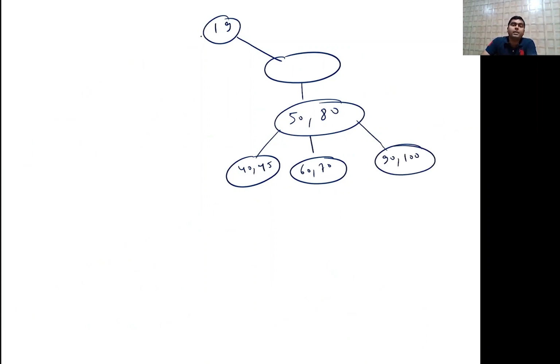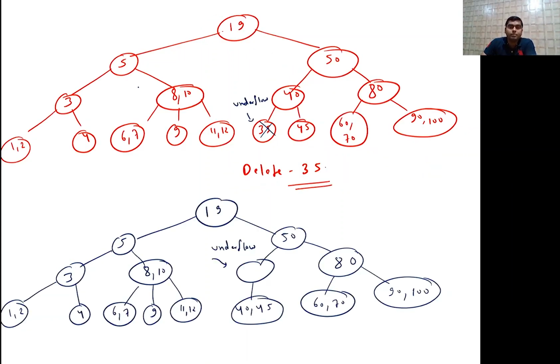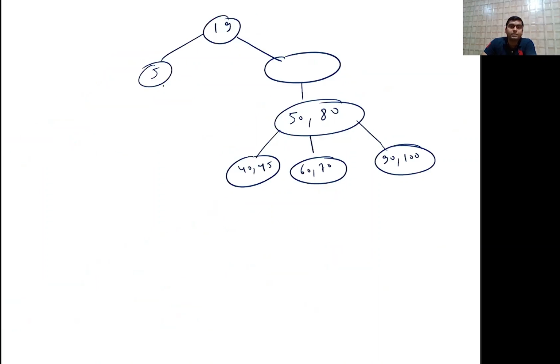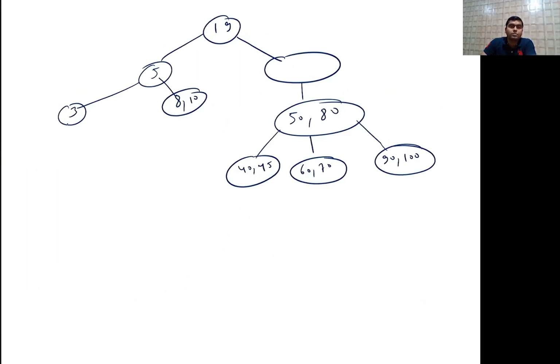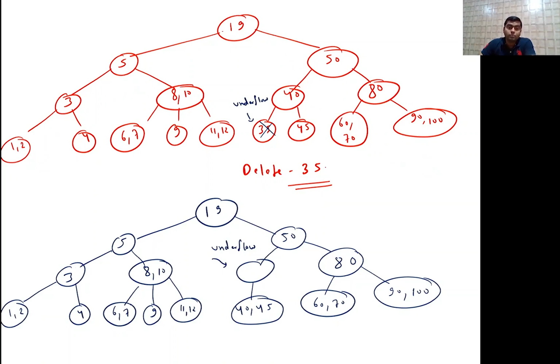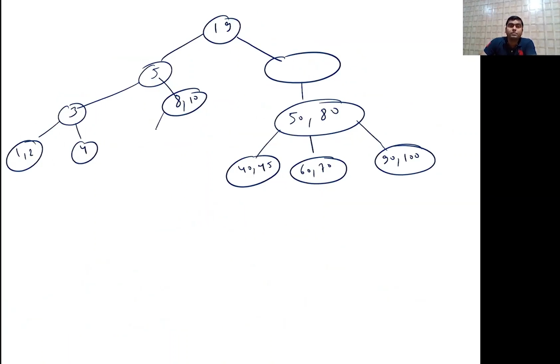Okay, and the left side is the same. So on the left side I think it is 5, and left is 3, 8, 10. So it is 3, 8, 10, and left is 12 and 1 and 2, 4. So it is 1, 2, and this is 4. And left of 8, 6, 7, 9, 11, 12. So it is 6, 7, then here it is 9, then 11 and 12. Okay, now observe carefully.